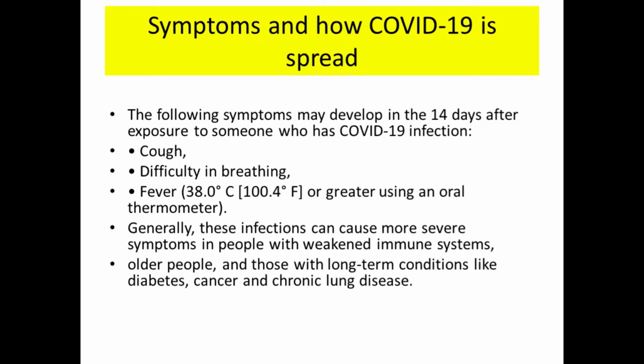Symptoms and how COVID-19 is spread. The following symptoms may develop in the 14 days after exposure to someone who has COVID-19 infection: cough, difficulty in breathing, fever, 38.0 degrees Celsius, 100.4 degrees Fahrenheit or greater using an oral thermometer. Generally, these infections can cause more severe symptoms in people with weakened immune systems, older people, and those with long-term conditions like diabetes, cancer, and chronic lung disease.